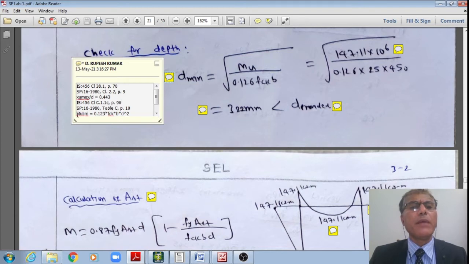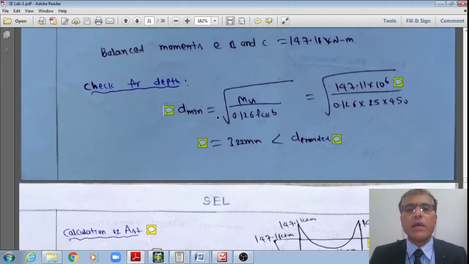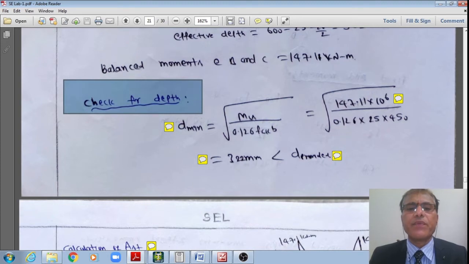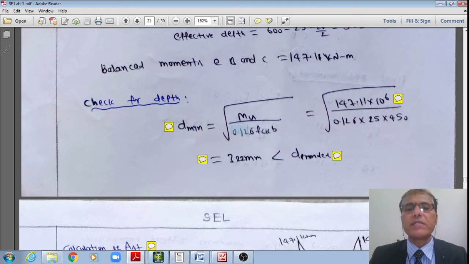Substituting, now I'll get Mu,lim by fck b d square is equal to 0.123. Therefore, once I know that, now I can calculate the minimum depth required from the flexure point of view. Right now, this is all just checking. This is the heading: check for depth. Therefore, the depth required is equal to square root of Mu divided by 0.123, not 0.126, student, this is 0.123 fck b.